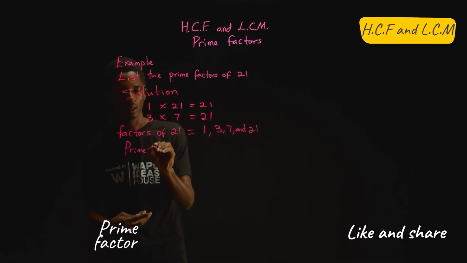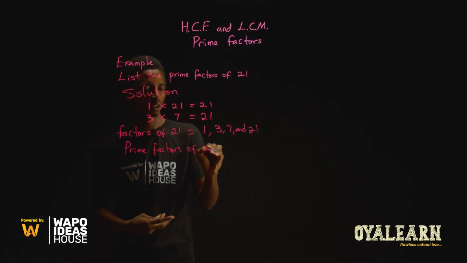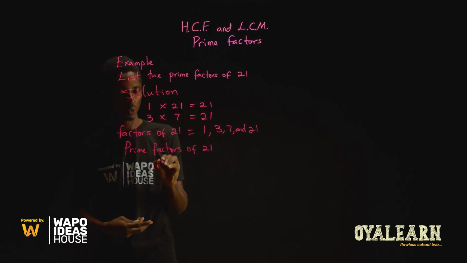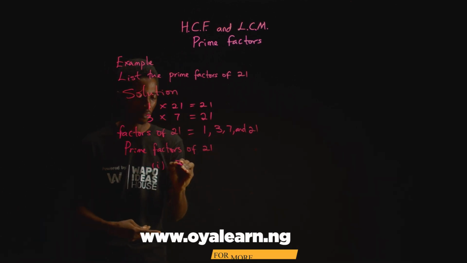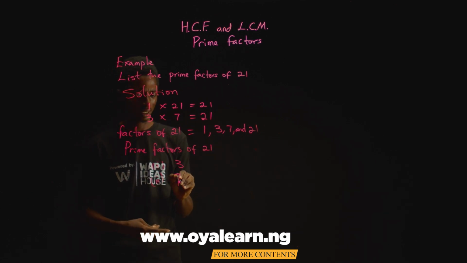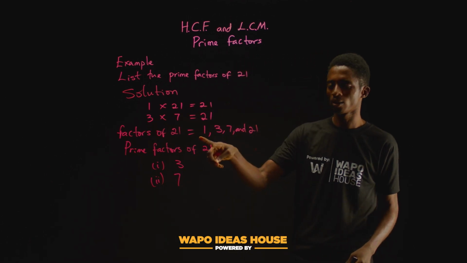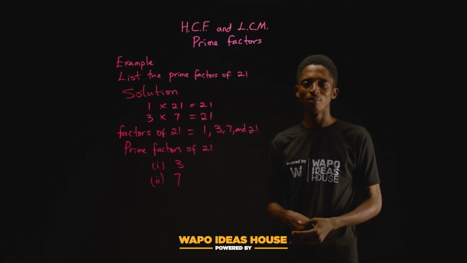Prime factors of 21. We have 3 and then 7. Now, some students often confuse 1 as a prime number.